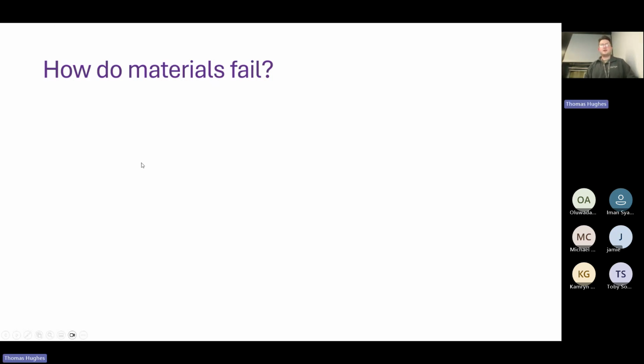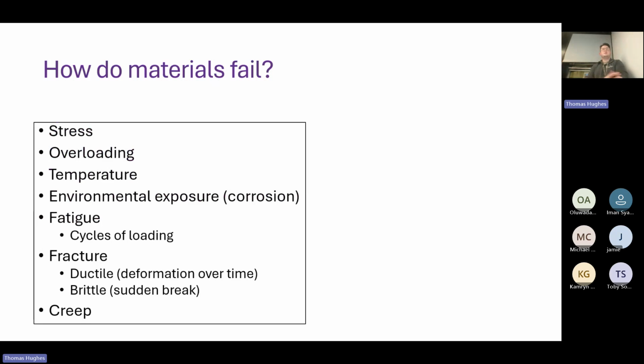Okay, so here's a brief list. If we add too much stress to a material, it can break. So that's sort of overloading. If we have too much temperature, it can lower the strength, or it could just melt. You've got things like corrosion and stress corrosion cracking, fatigue, very important, cycles of loading and unloading. So you're adding stress, taking it away, or thermal fatigue, you're adding temperature and taking that away. Fracture, so you can have ductile fracture and brittle fracture, and creep is also quite important.